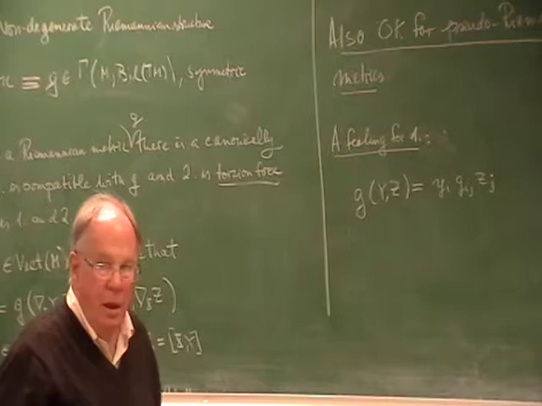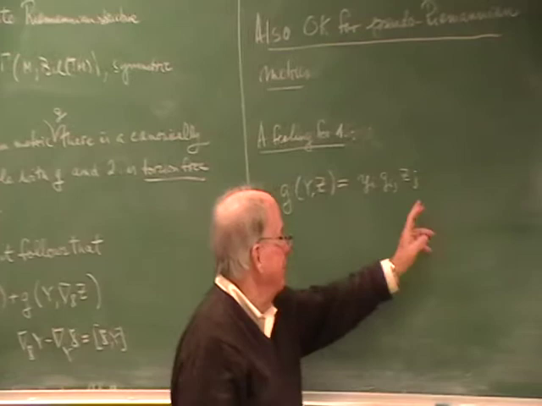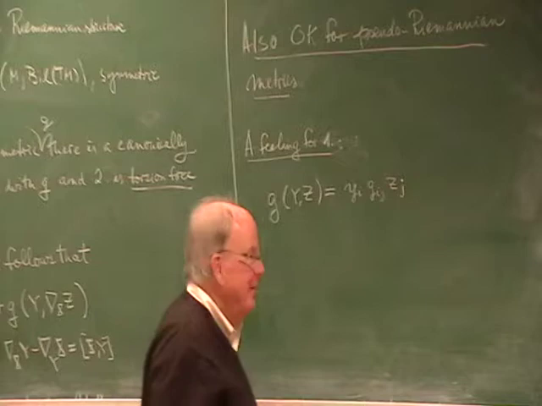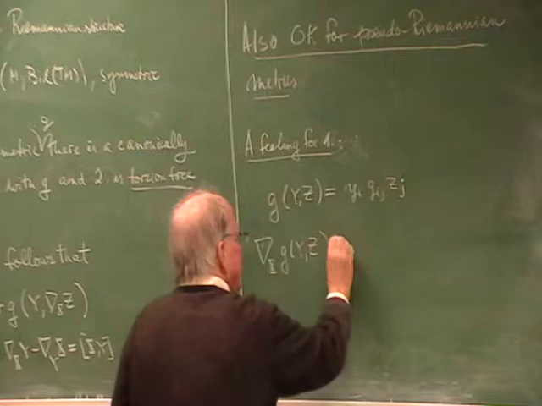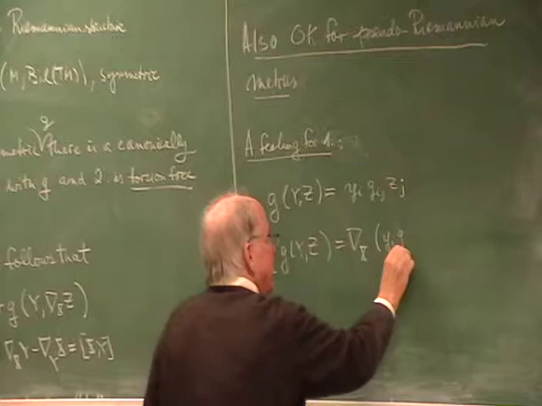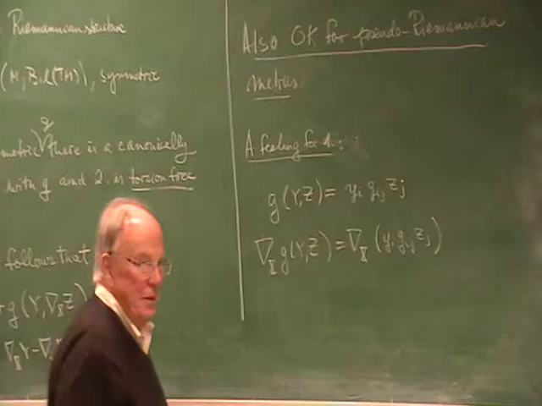Okay. And now everything is varying. The vector field y is varying over the manifold. The metric is varying over the manifold. The vector field z is varying over the manifold. So you take the derivative of this thing with respect to x, this whole terrible thing. That's a terrible thing, but it's a differential operator, right? And so you know what it does.